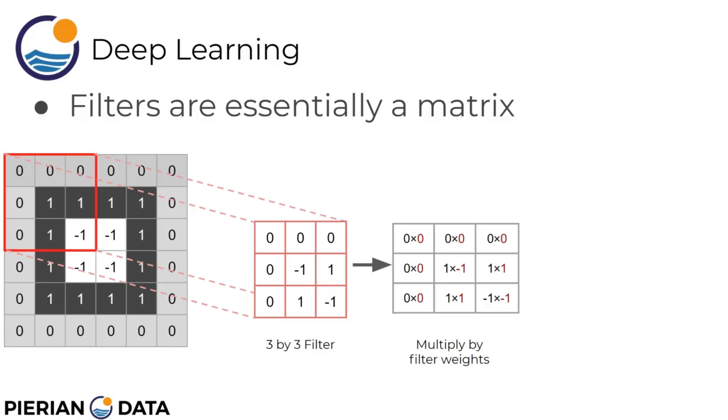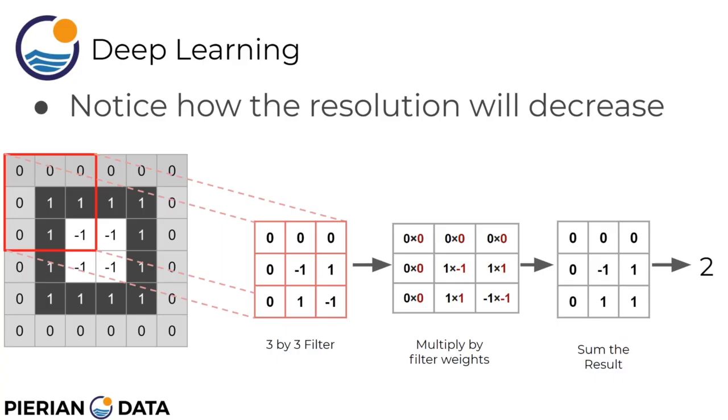So we take that filter, put it on top of our image, and then as we scan across this image, what we're going to do is multiply by the filter weights. We get those results, and then we sum the result to get some final output value. So in this case, if we took that 3x3 filter just on the top left corner, multiply by those filter weights, and then sum those results. And notice how, in this case, the resolution will actually decrease because we're taking in 9 input values and then just outputting 1 value.